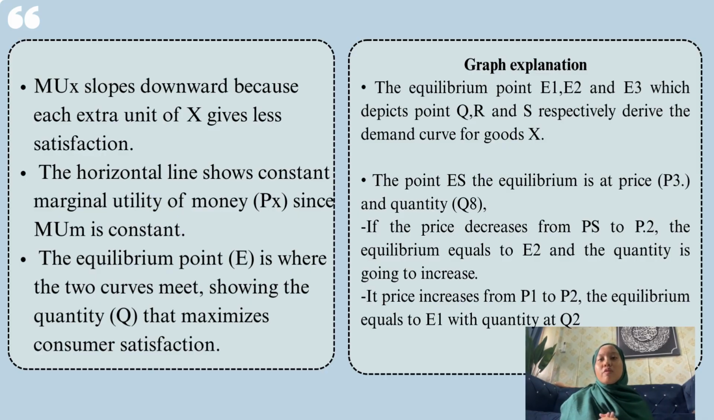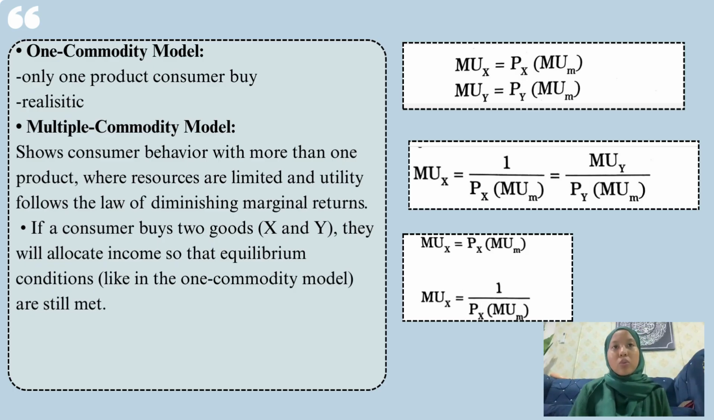Its price increases from P1 to P2, the equilibrium equals E1 with quantity at Q2. So for the one commodity model, the consumer buys only one product, which seems unrealistic and will not happen in reality, because consumers are going to purchase the goods that are available in the market.